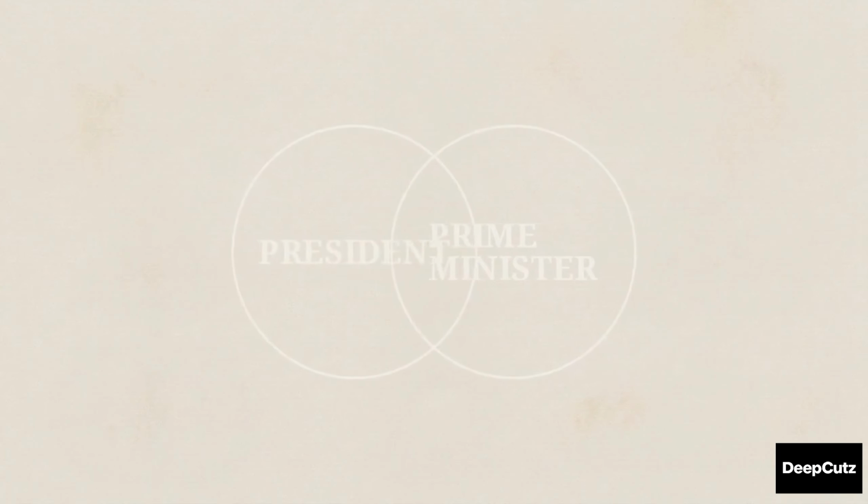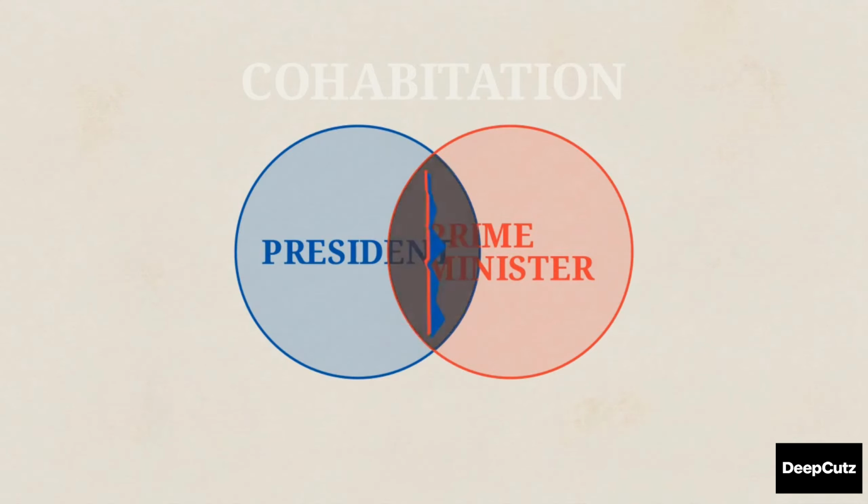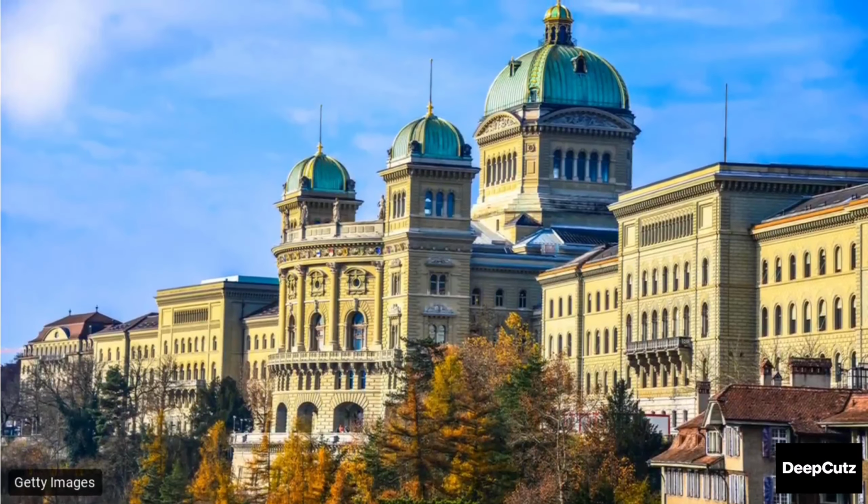France uses a semi-presidential hybrid. A directly elected president and a prime minister accountable to parliament share executive power. If they are political rivals, it leads to cohabitation, blurring lines of authority, and creating systemic tension over who is actually in charge. Switzerland shifts the focus away from elected leaders.